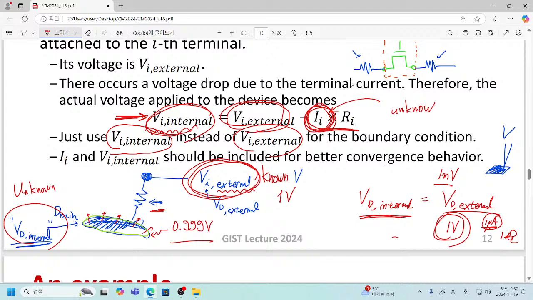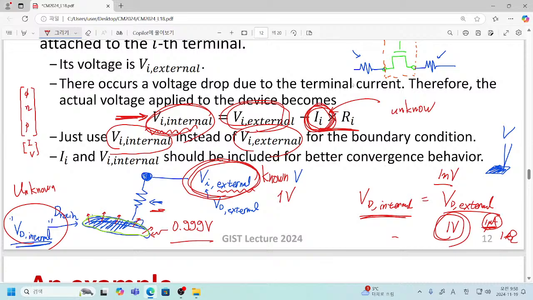Well, then that means that now your solution vector just looks like this. There is a long list of your electrostatic potential, electron density, and hole density, and at the end of your grand solution vector, now you need your I and V variables at the end of it.